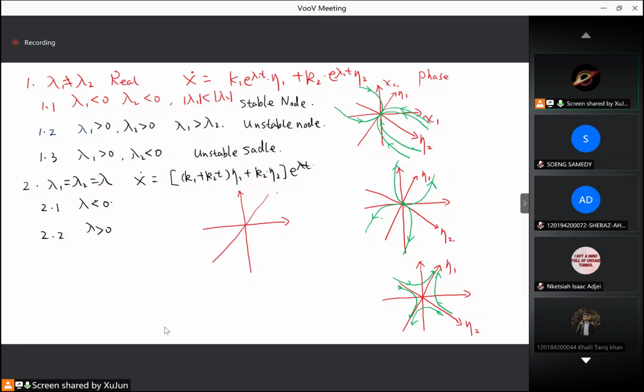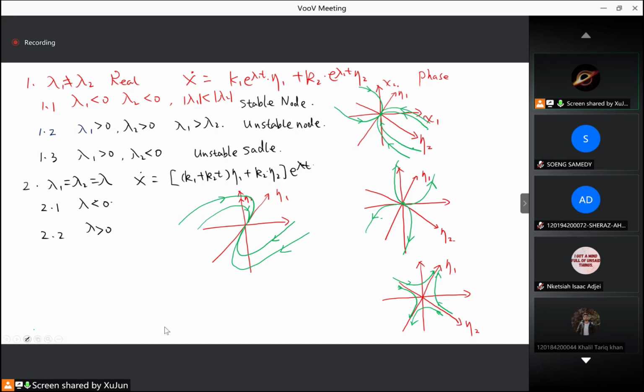So in case 1, assume this is eta 1 and assume this is eta 2. When lambda is less than 0, as the time t goes to positive infinity, it will move from the positive part of eta 1 to 0, like this, to 0, and this part to 0. So this is the phase figure for lambda less than 0.